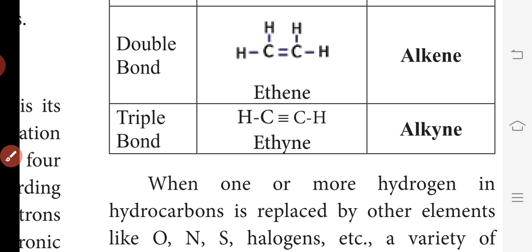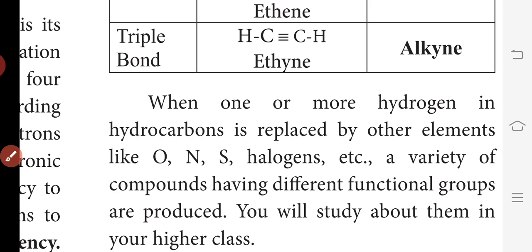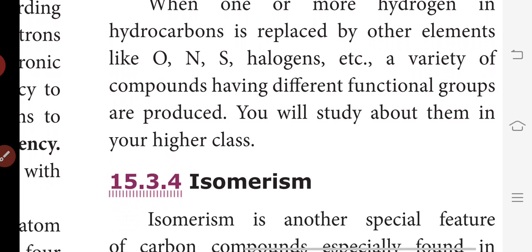It comes under the class alkyne group. When one or more hydrogens in hydrocarbons are replaced by other elements like oxygen, nitrogen, sulfur, halogens, a variety of compounds having different functional groups are produced. So many groups are produced when carbon combines with many other atoms, not only with hydrogen. You will study all that in your later classes, maybe in plus one, plus two or even in college. When you take chemistry as your major, you can study more about all these carbon compounds and functional groups.